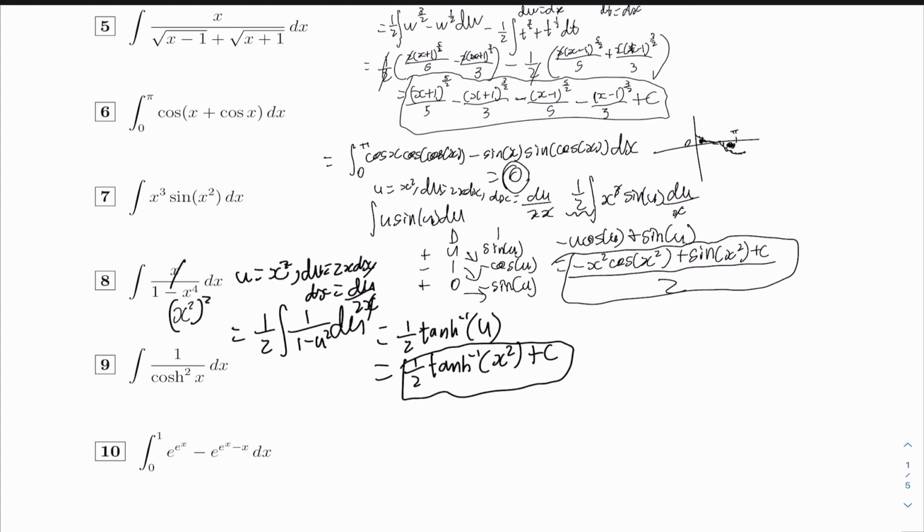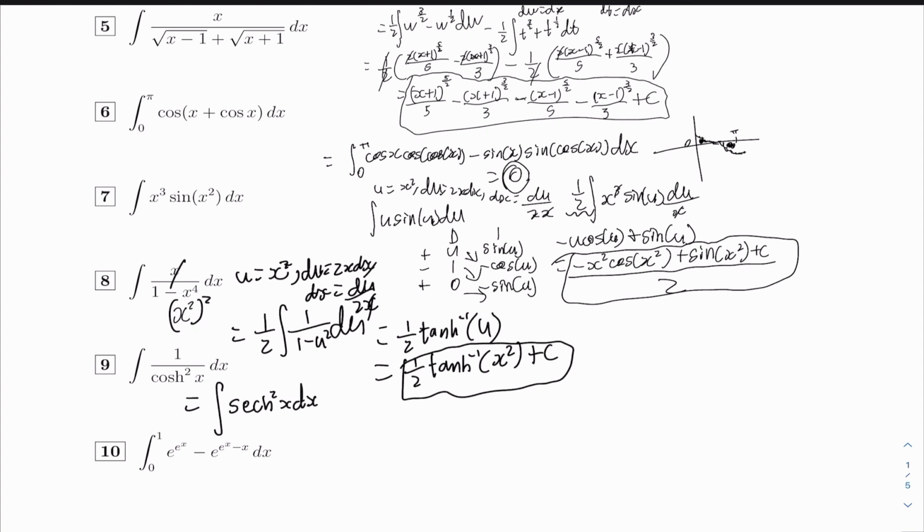And now let's look at question 9. The best bet for question 9 is to just treat it as if it were the regular trig functions, because we know that 1 over cosine squared is the same thing as secant squared. 1 over cosine is secant. So we have secant squared, or the hyperbolic secant squared of x, because it remains the same.